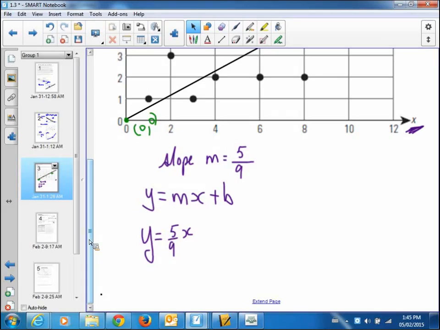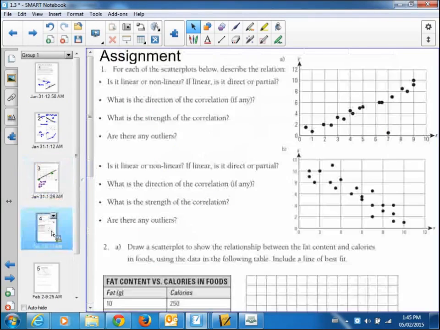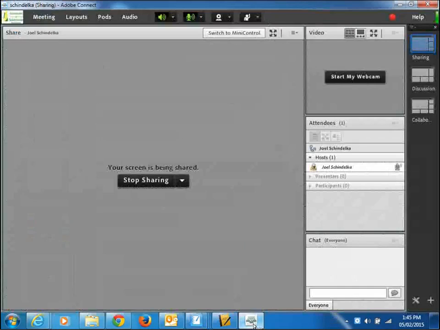Okay, where am I? Your assignment, I think you guys try these out. Anyways, I'm going to stop the recording and help some people with some other items.